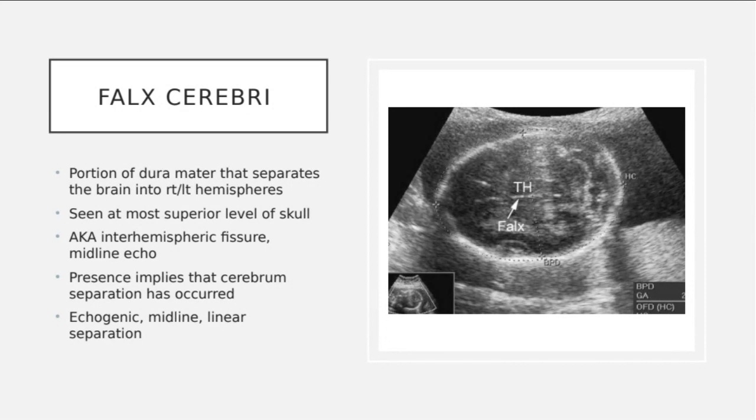And that is going to be this. I don't want to draw over it because I think the picture is pretty straightforward. That's going to be that nice echogenic line. The TH is indicating the thalamus. So that's going to be the region that we are looking at with this.